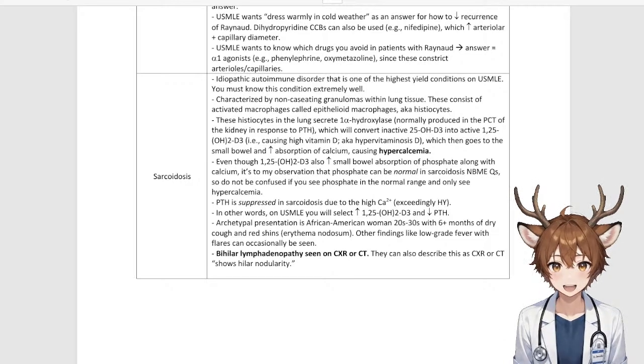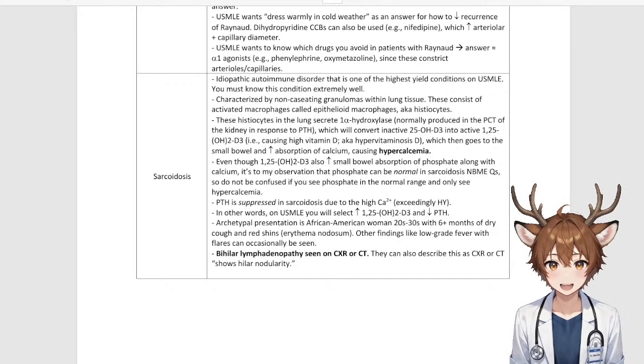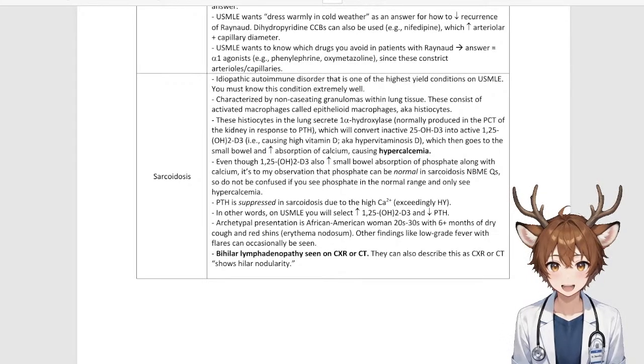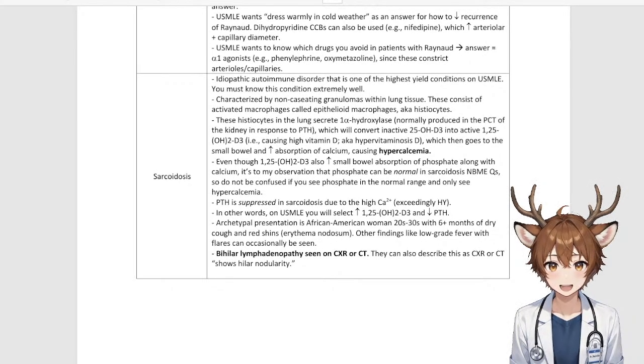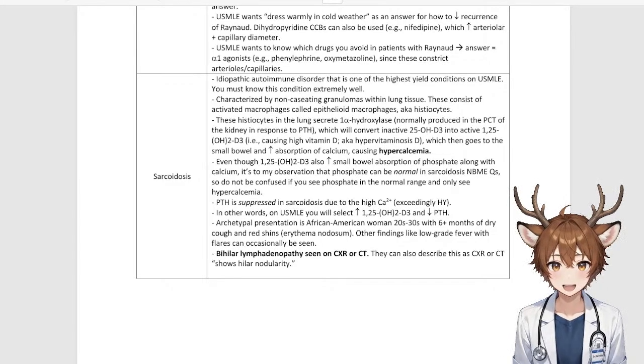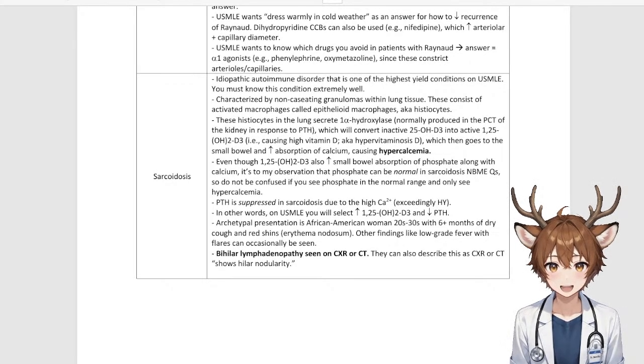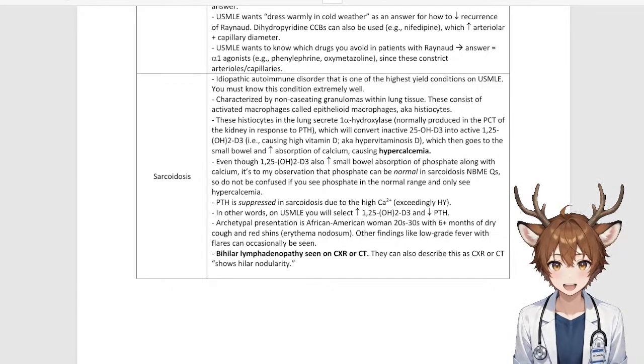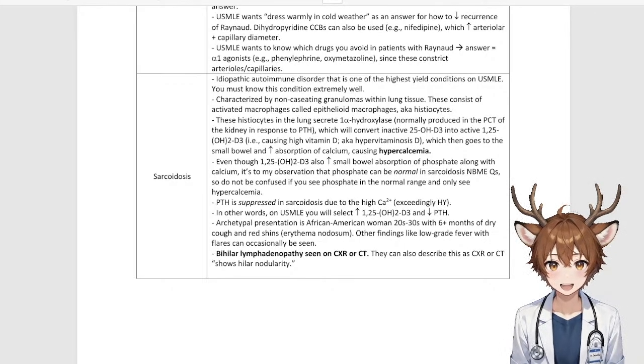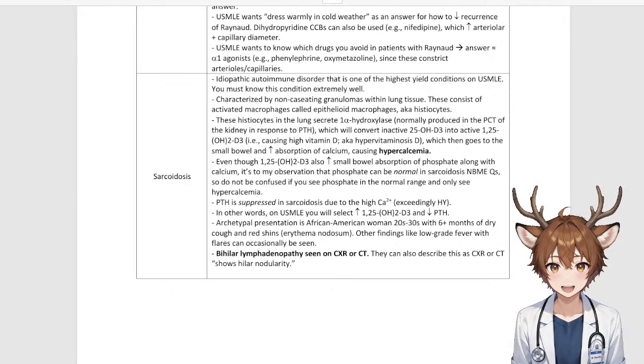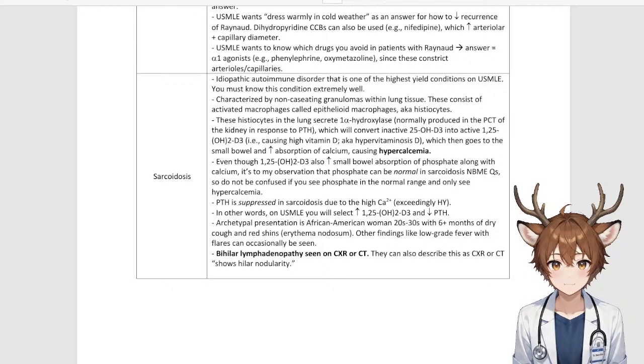PTH is suppressed in sarcoidosis due to the high calcium, exceedingly high yield. In other words, on USMLE, you will select the elevated 1,25-hydroxy-2-D3 and the decrease in the PTH. Archetypal presentation is an African American woman, 20s to 30s, with 6+ months of dry cough and red shins, erythema nodosum. Other findings like low-grade fever with flares can occasionally be seen.